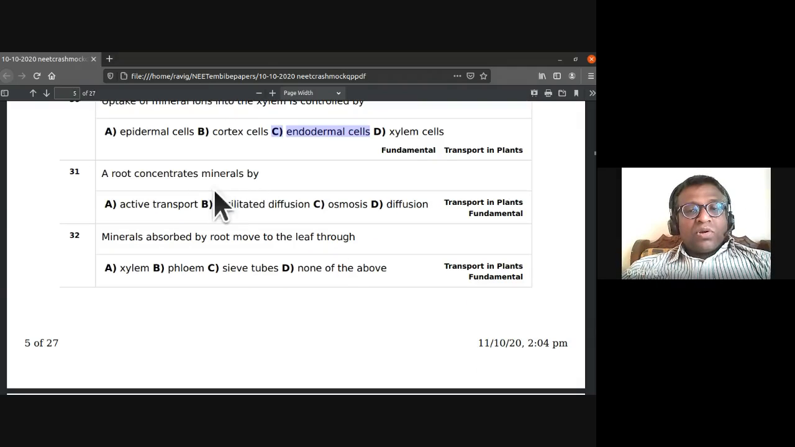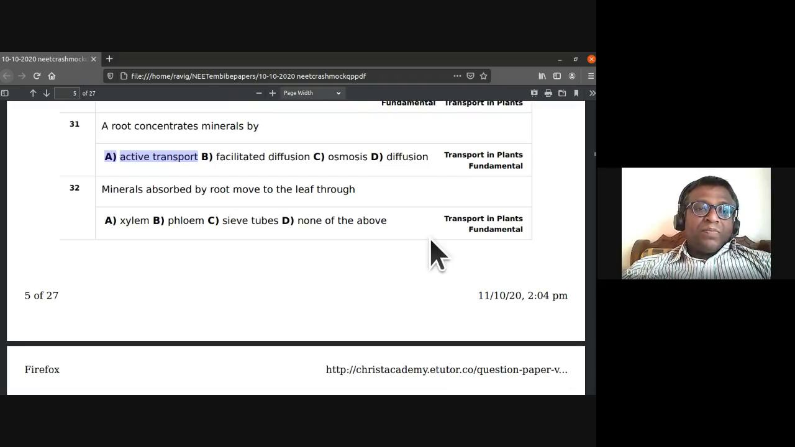31st, a root concentrates mineral by, the root always absorbs mineral by active process because the mineral ions in soil are in lower concentration when compared to mineral ions in the roots. So active transport takes place wherein against the concentration gradient, the minerals are taken from the soil to the root. So a root concentrates minerals by active transport, which is by expenditure of energy.